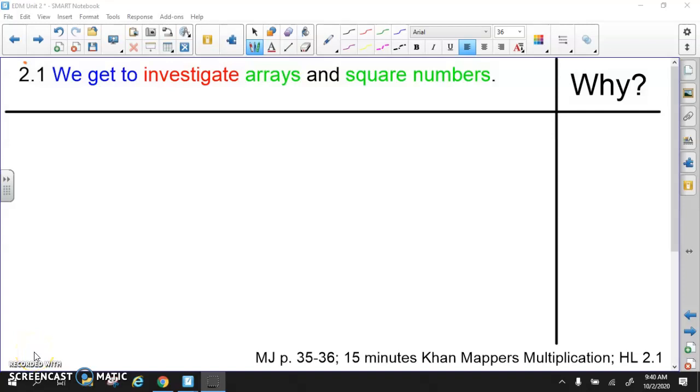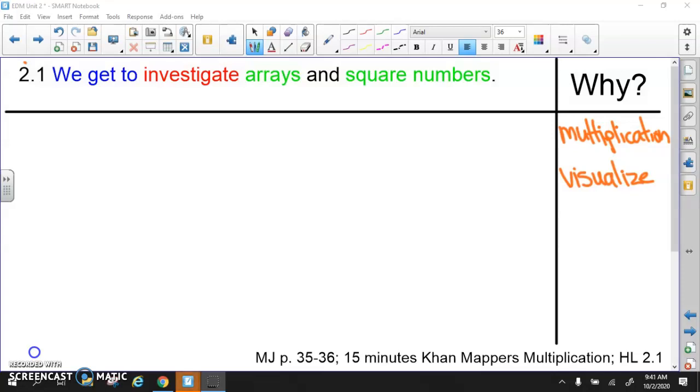So today we're going to look at 2.1. We get to investigate arrays and square numbers. This has everything to do with multiplication. Okay? And what it's going to allow us to do is visualize. So I heard some people say it's like grouping, or it's like adding several numbers together. Okay? This is what it is.